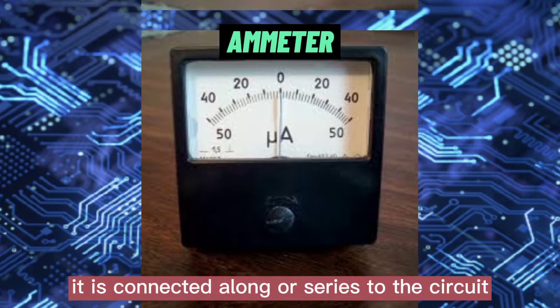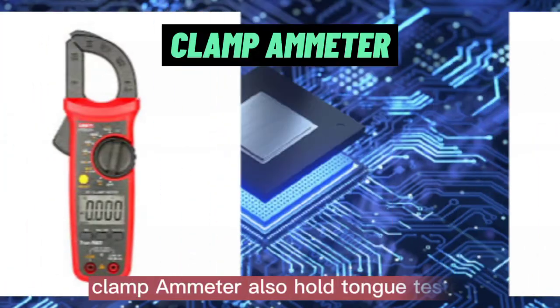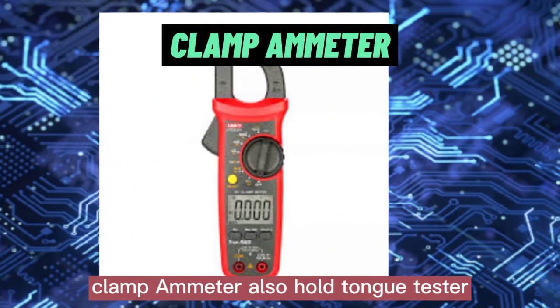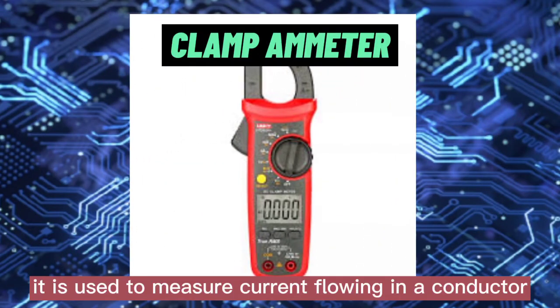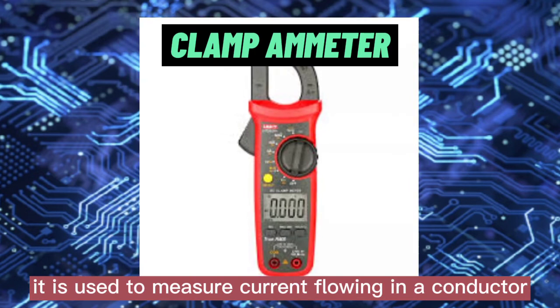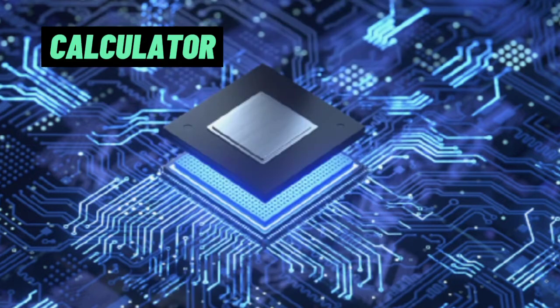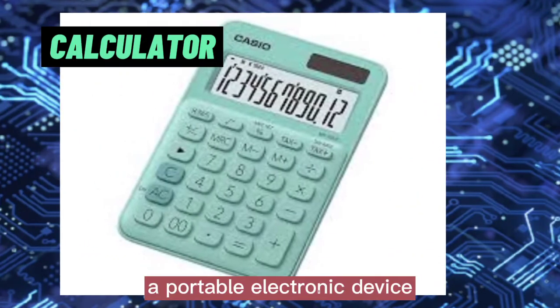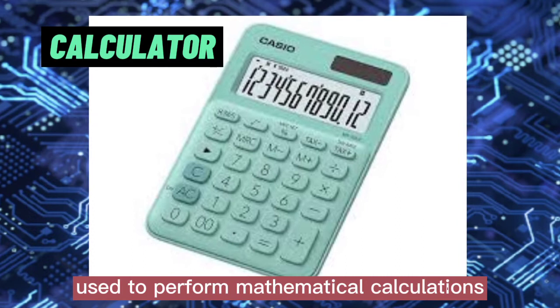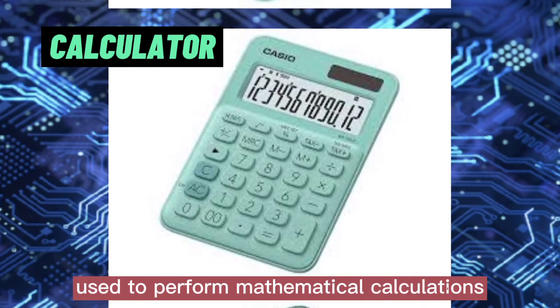It is connected along or in series to the circuit. Clamp ammeter, also called tong tester. It is used to measure current flowing in a conductor. It is clamped or hung on a conductor. Last was the calculator, a portable electronic device used to perform mathematical calculations.